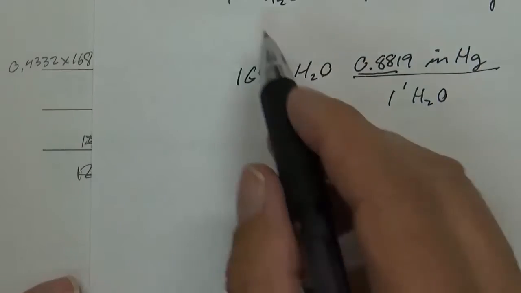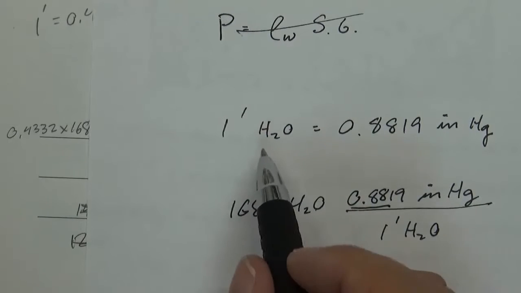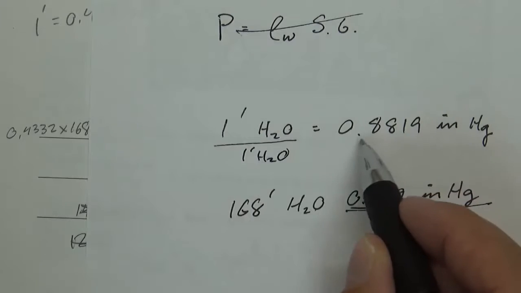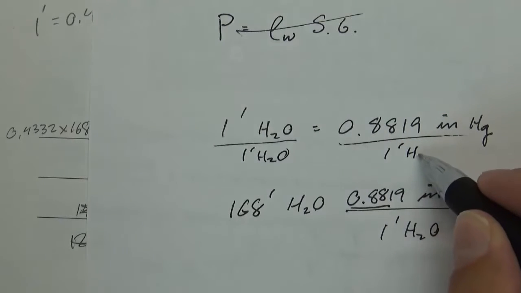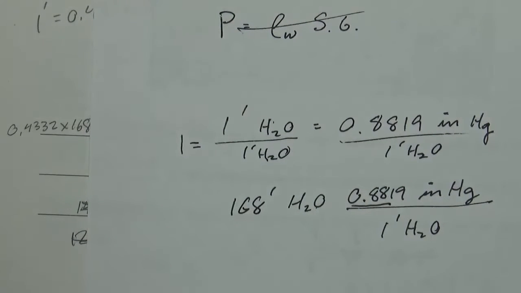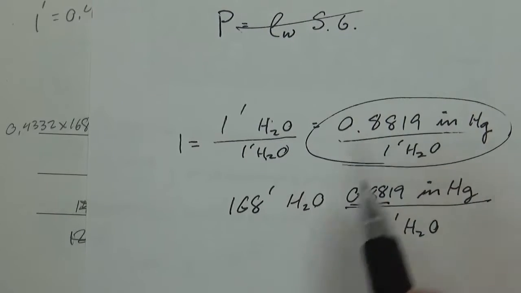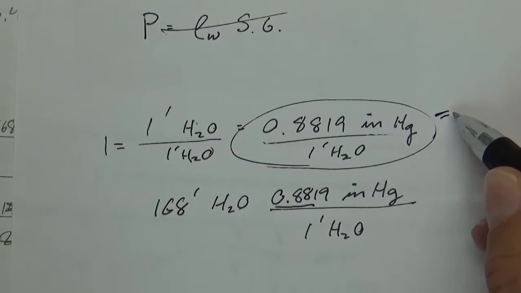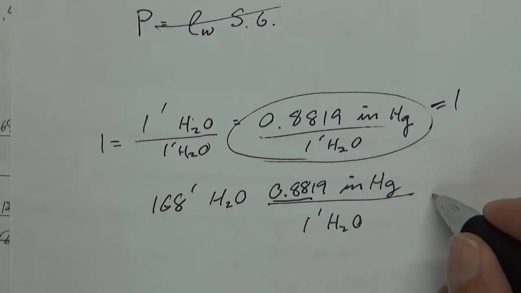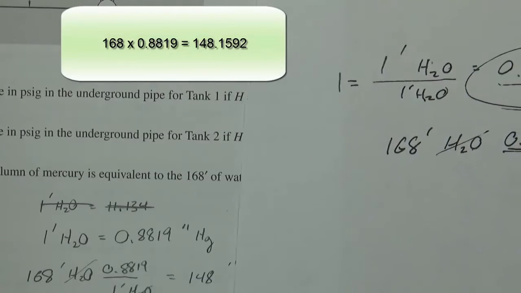Well, the reason I can do that is if I take this and I divide both sides by 1 foot H2O, this divided by this is equal to 1, and I can multiply or divide by 1 anytime I want. So this right here equals 1. I can multiply or divide by that anytime I want. So I just put it in there. The units of feet water column are going to cancel, and I get 148.